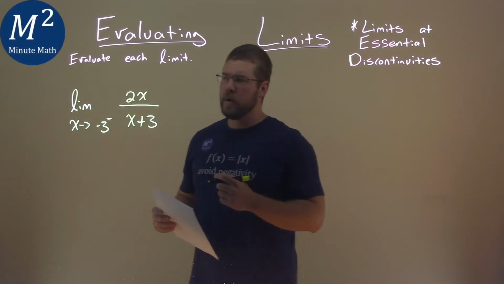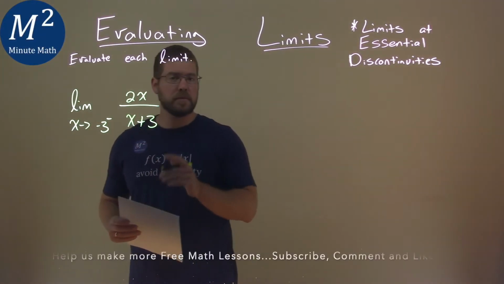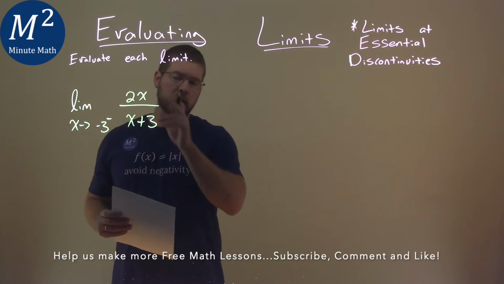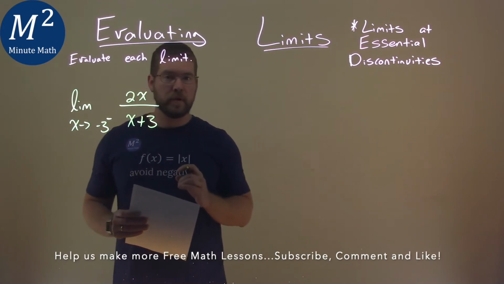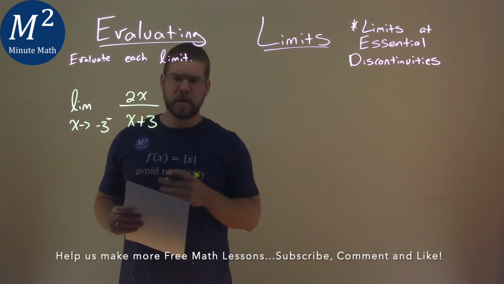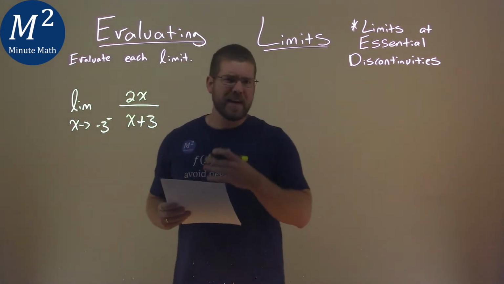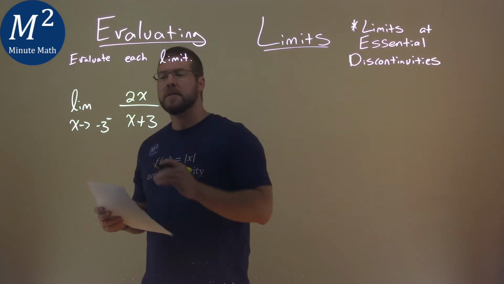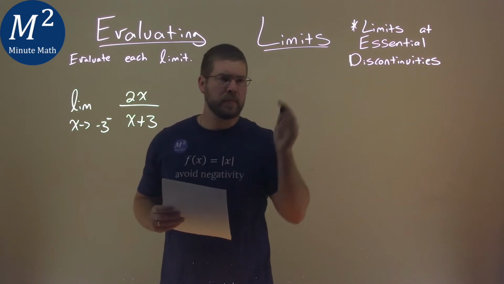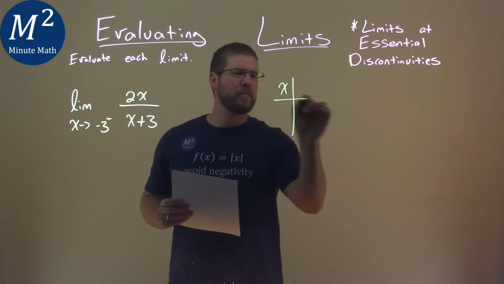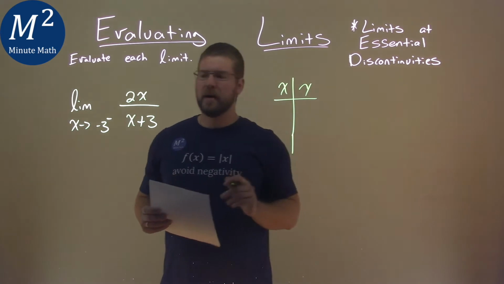We're given this problem right here: the limit as x approaches negative 3 from the left of 2x over x plus 3. And we have to find the limit here. So there are a few ways to go about this. We can use a table, and we can put in some values that approach negative 3 from the left.